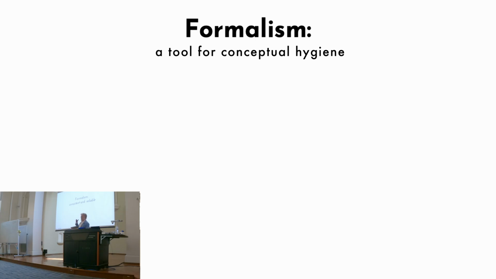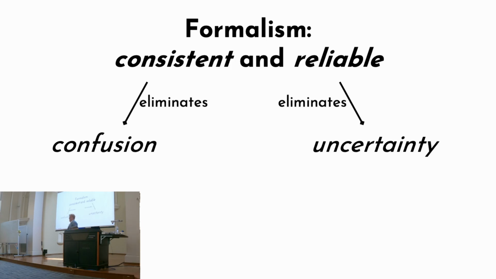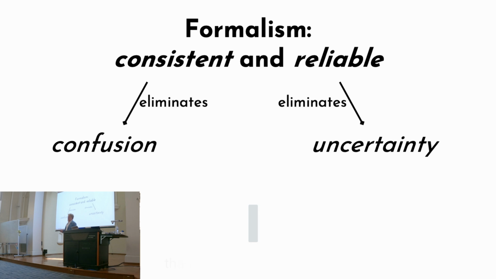Formalism doesn't do that. One of the reasons why mathematics is so powerful is that it uses notation. Formalism, if I have an equation, is consistent and reliable. Consistent, it always gives me the same result. Reliable, anybody can try it. And so that eliminates the inconsistency that we have in language, and inconsistency gives rise to confusion. The reliability also eliminates uncertainty. So once we have formalism, we get rid of confusion, we get rid of uncertainty. That is why I'm a big champion of formalism, and Judea Pearl was as well.